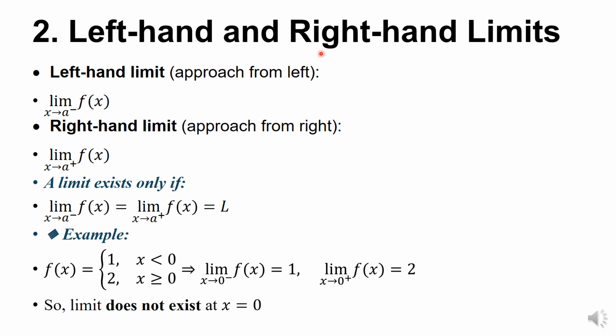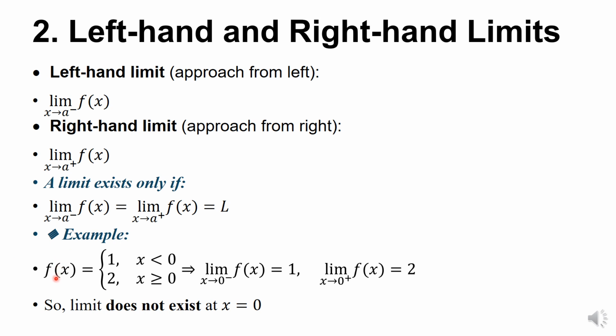Left hand and right hand limit. Left hand limit approaches from the left: limit x tends to a minus, f of x. Right hand limit approaches from the right: limit x tends to a plus, f of x. A limit exists only if limit x tends to a minus f of x equals limit x tends to a plus f of x equals L.